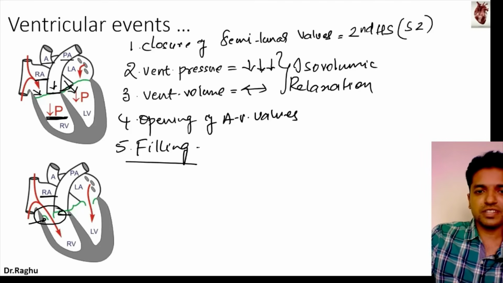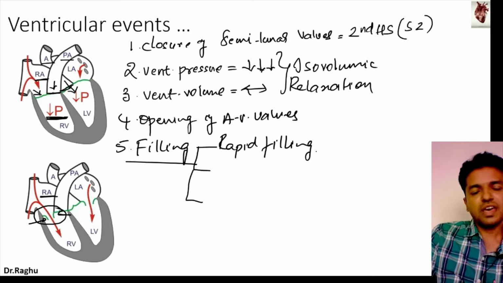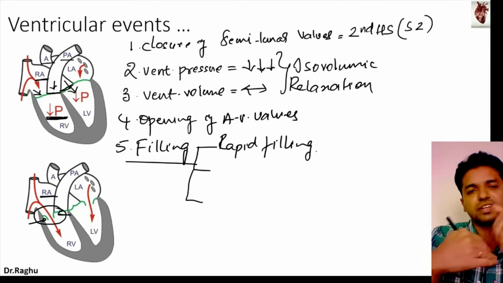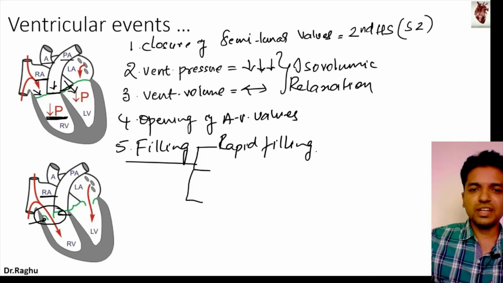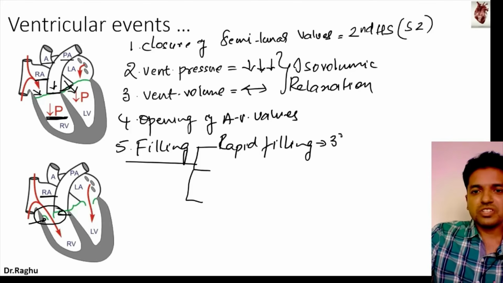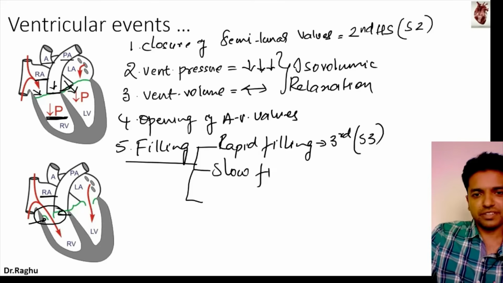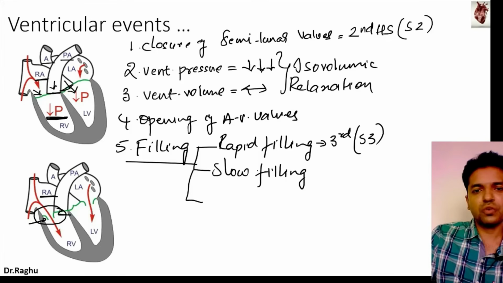And this filling phase is further divided into three portions. One is called rapid filling of the blood. That is, as soon as the valves are opening, the blood from the atria is entering into the ventricles very rapidly, and this rapid filling is the one which is going to produce the third heart sound, which is designated as S3. After the rapid filling, the filling is going to reduce, and that is called the slow filling phase.